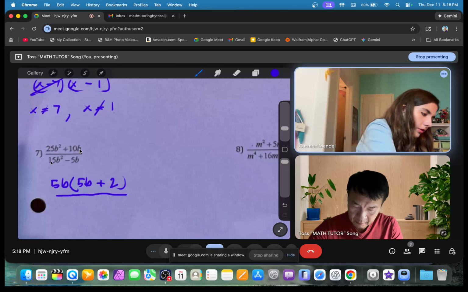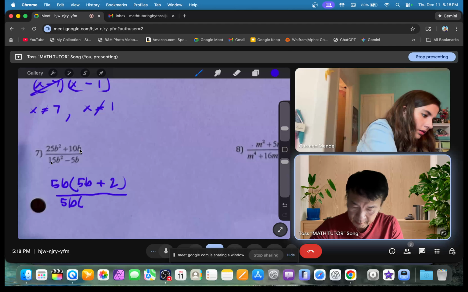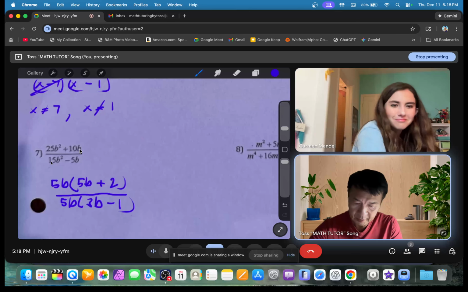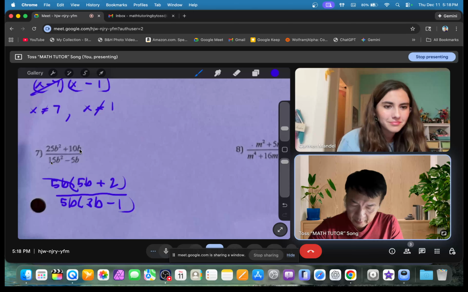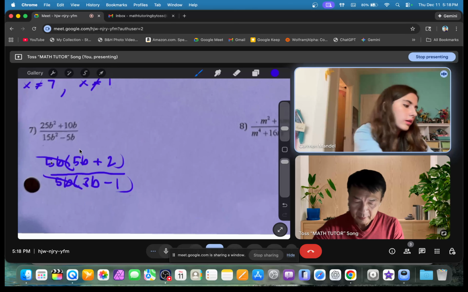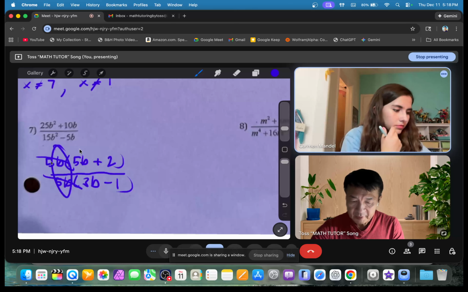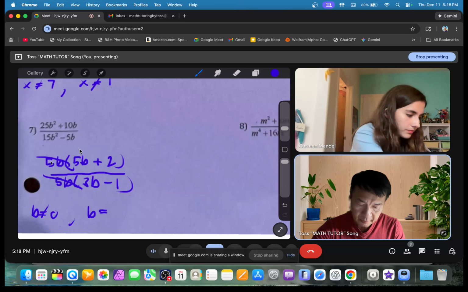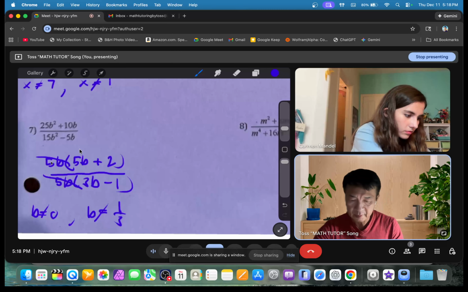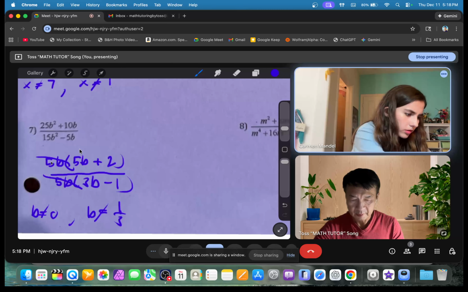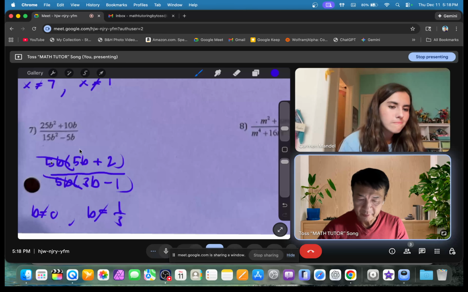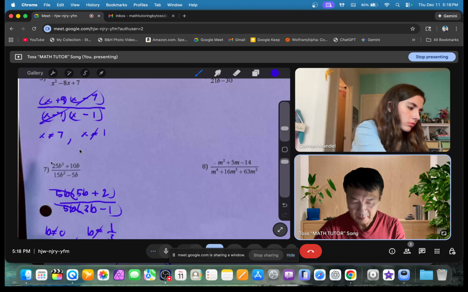The bottom's also going to be 5B. Then it's going to be 3B minus 1. Yep. You got it. So they both cancel here, right? Okay, you can cancel that. Now, B cannot be equal to 0, and B cannot be equal to 1/3. You see that? Is that okay? 1/3? Because add both sides by 1, divide both sides by 3. So those are the restrictions there.